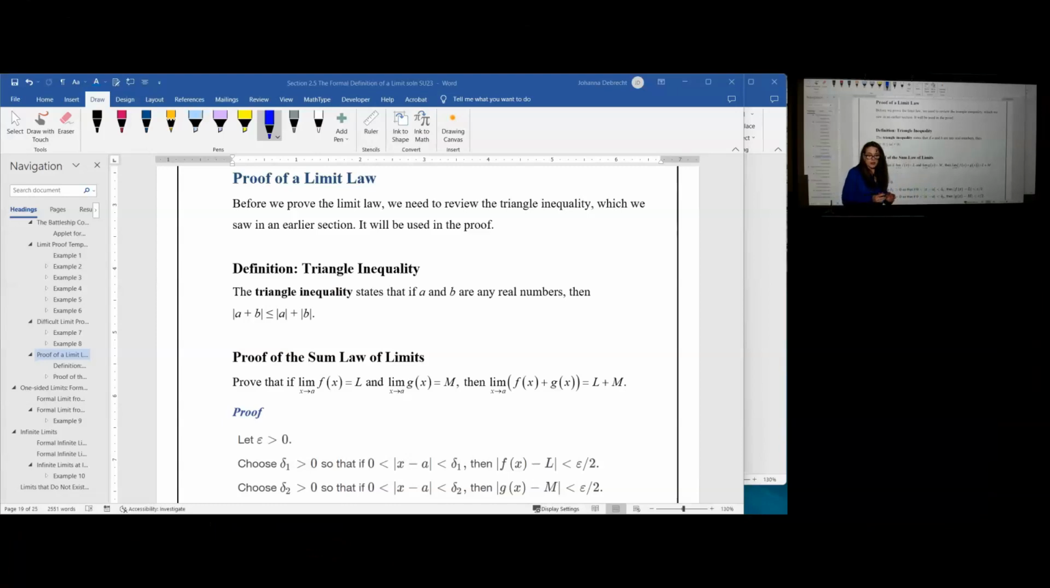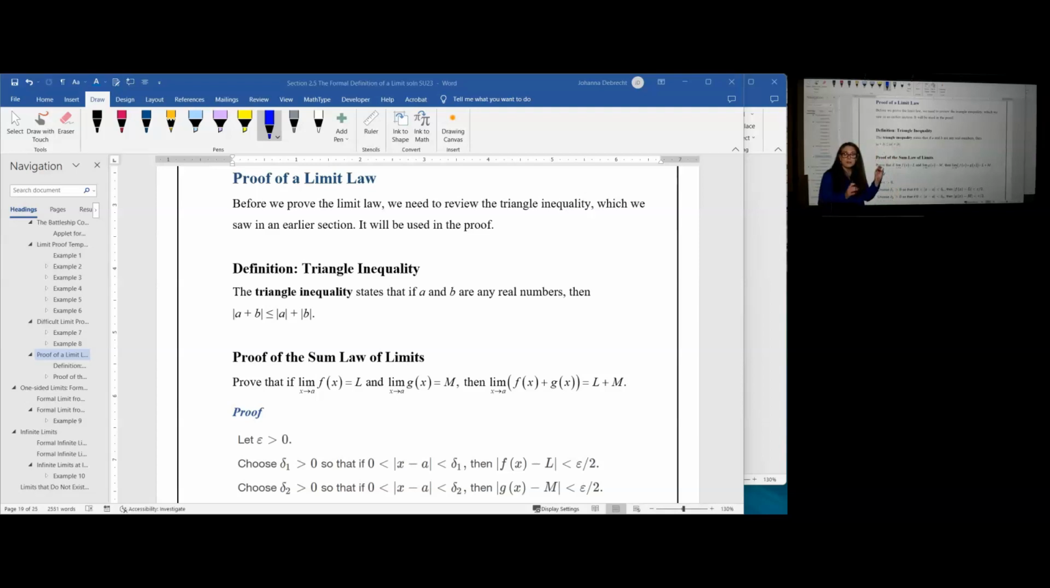We're now going to talk about the proof of a limit law. Before we get into the actual proof, we need to review what a triangle inequality is. Maybe you've never seen this before, but I think it will make sense to you. It says the absolute value of the sum of two numbers has to be less than or equal to the absolute value of each individual number added together. Now, if the numbers are both positive, it won't make any difference. If the numbers are both negative, it won't make any difference.